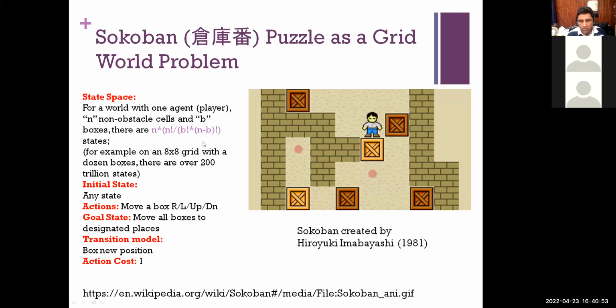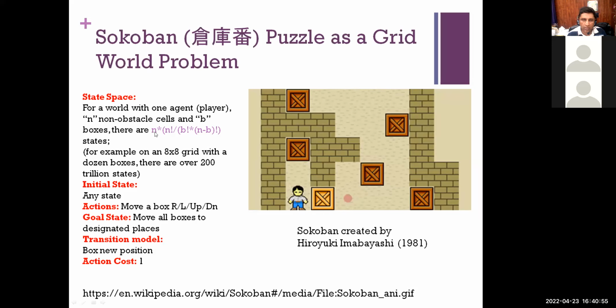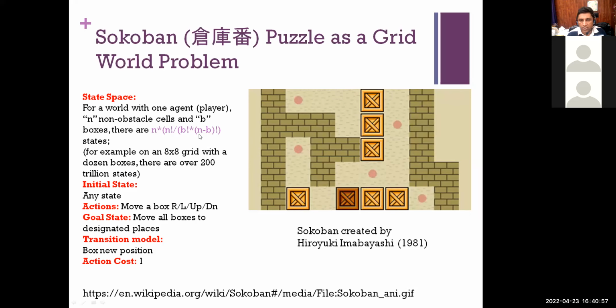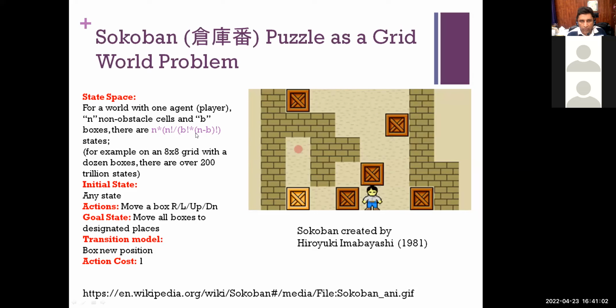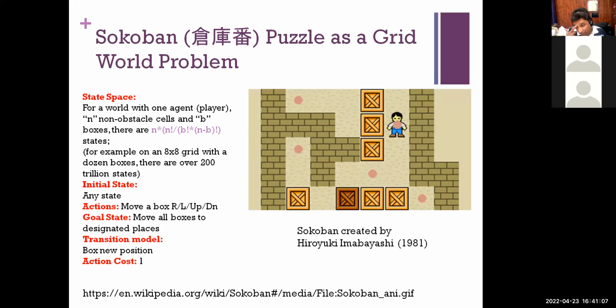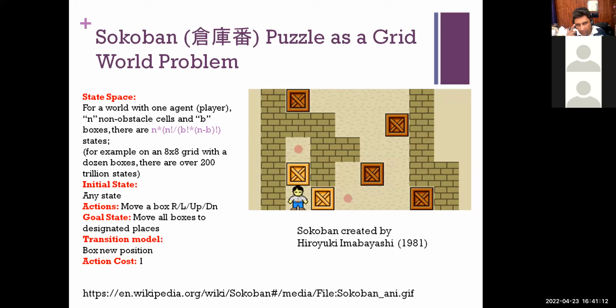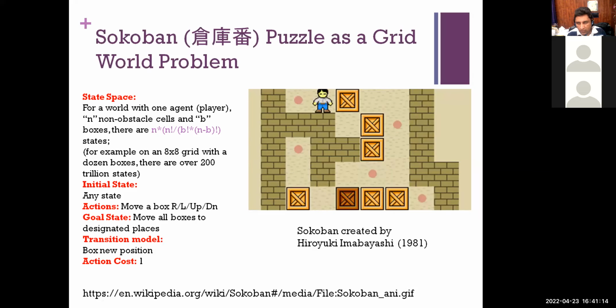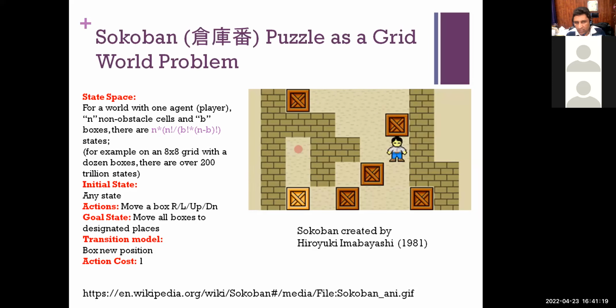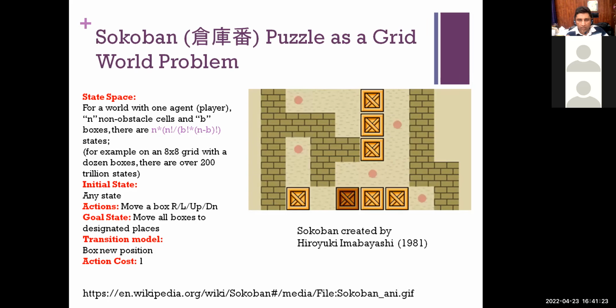So again, by a simple combination, how many states are possible? N times N choose B, which is N times N factorial divided by B factorial and (N minus B) factorial states. So in this puzzle, where B boxes are being moved on N non-obstacle cells, the number of combinations which completely describe every cell, that is, the number of states that can be defined for this puzzle, is actually quite large.